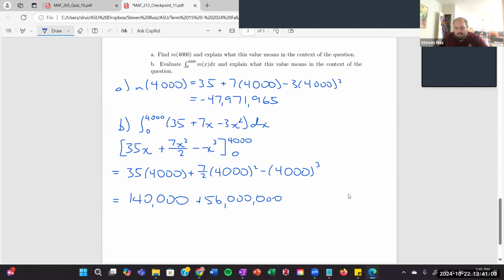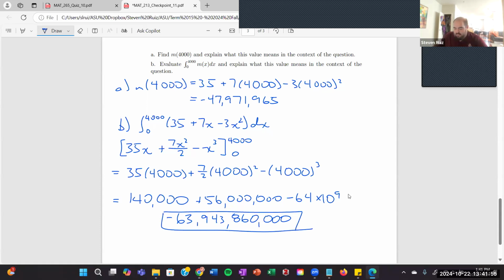And this one's going to be bad. Do not like these companies' chances. Minus 64 billion. It's just scientific notation, this. All right, here's the number I'm getting. Minus 63,943,860,000. So around negative 64 billion.